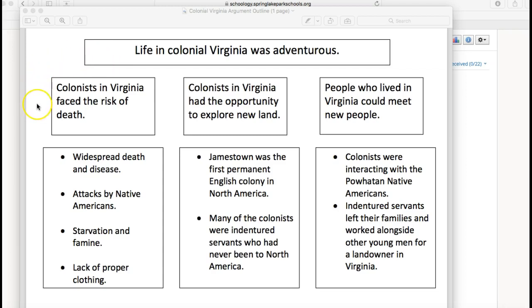You'll notice the second level down is the evidence that I'm using to prove that point. First, that the colonists in Virginia faced the risk of death. Second, that the colonists in Virginia had the opportunity to explore new land. And third, that people who lived in Virginia could meet new people. All 3 of these pieces of evidence lead to or support my point, which is that life was adventurous. And the third level down is where I actually do the analysis of that evidence. This is where I explain how and why this evidence supports my point.